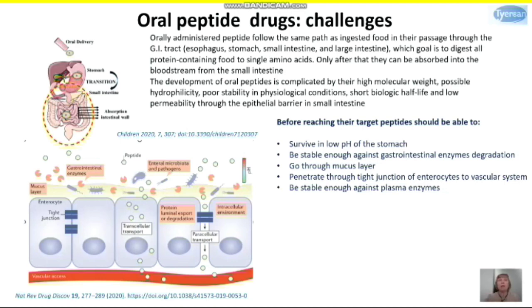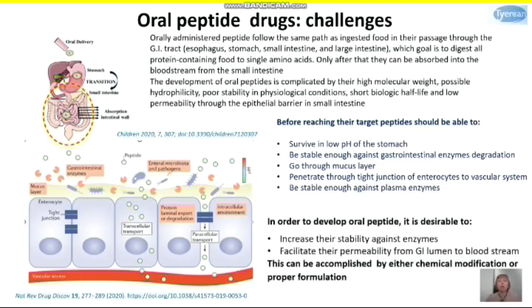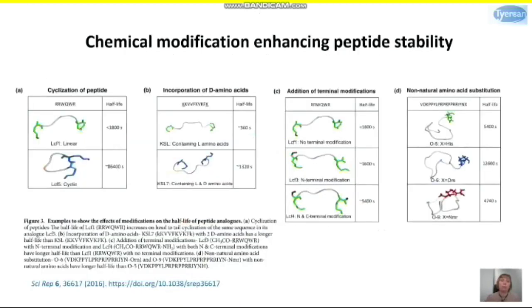our peptide can be digested by plasma enzymes. So it should be stable enough against plasma enzymes. So if we want to develop an orally available peptide drug, we need to increase its stability in biological matrices and to increase its permeability from the gastrointestinal lumen to the bloodstream. There are several approaches. How can we do it?